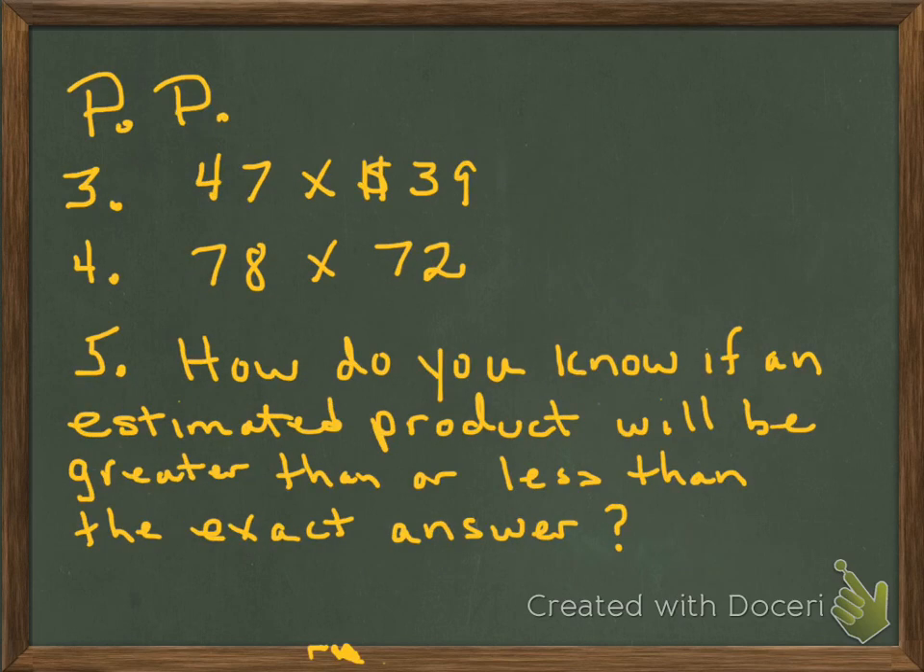I'm going to give you two practice problems tonight and a question to answer. So I'm going to ask you to estimate the product, and I'm going to ask you to use both methods. One is to round to the nearest tens, and the other one is to use compatible numbers. So I would like you to show both 3 and 4 using the rounding to the nearest 10 method and compatible numbers. Then I'd like you to answer this question. How do you know if an estimated product will be greater than or less than the exact answer? Think about that. Take a look at what you're doing. When you come in tomorrow, you will have number 3 and 4 done in both methods that were introduced and talked about during the lesson today.